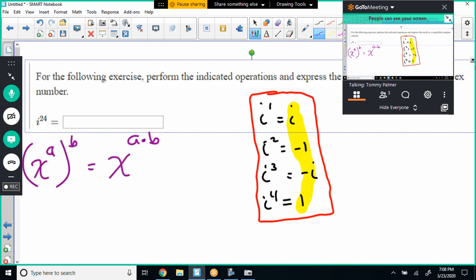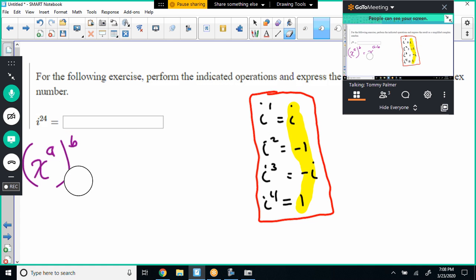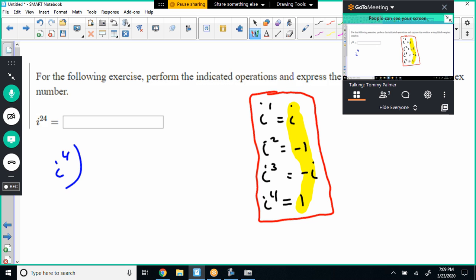Okay, so I'm going to erase this real quick. Now, what we're going to do is we're going to rewrite. This is kind of like a stamp. I'm going to go i to the fourth. That's the first thing I'm going to do. Now I'm going to put a parentheses around it. The reason I use i to the fourth is this. i to the fourth, guys, is equal to 1.